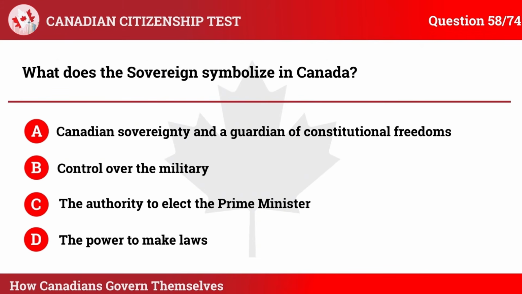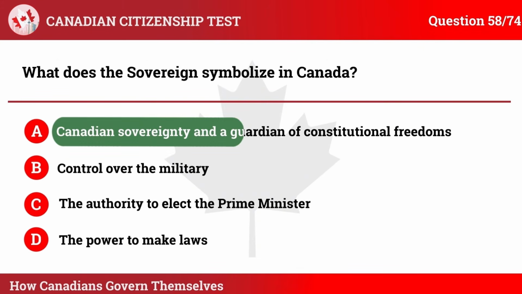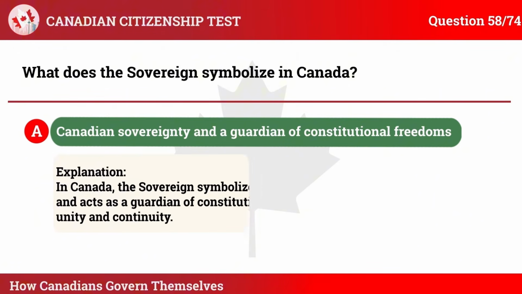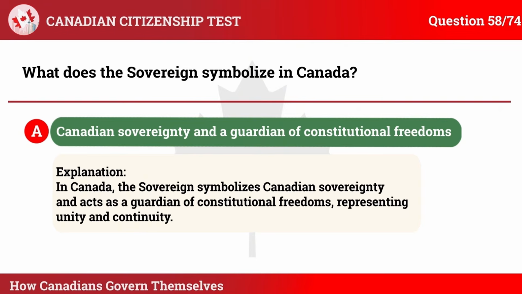The correct answer is A. Canadian sovereignty and a guardian of constitutional freedoms. Explanation: In Canada, the sovereign symbolizes Canadian sovereignty and acts as a guardian of constitutional freedoms, representing unity and continuity.